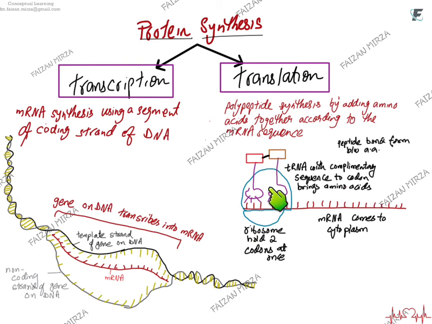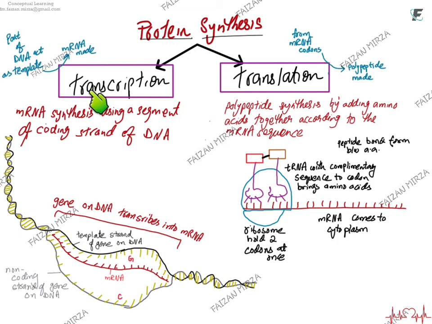Once this peptide bond forms, the ribosome will move to the next two codons, and then the next, and then the next. This is how the polypeptide chain keeps growing, and the amino acids keep getting added to the chain. Eventually, a stop codon is reached where protein synthesis will stop. Generally speaking, transcription is how a part of a DNA molecule is turned into an mRNA, and translation is how an mRNA is turned into a polypeptide.